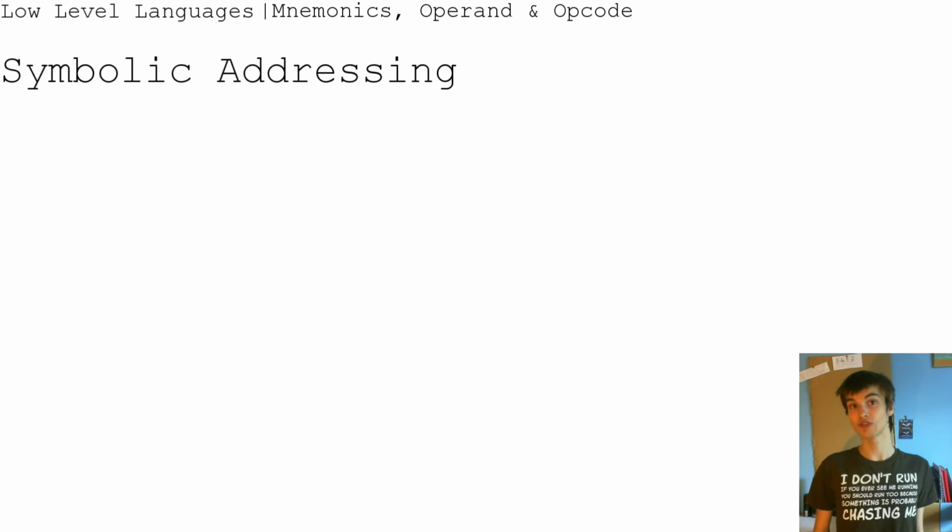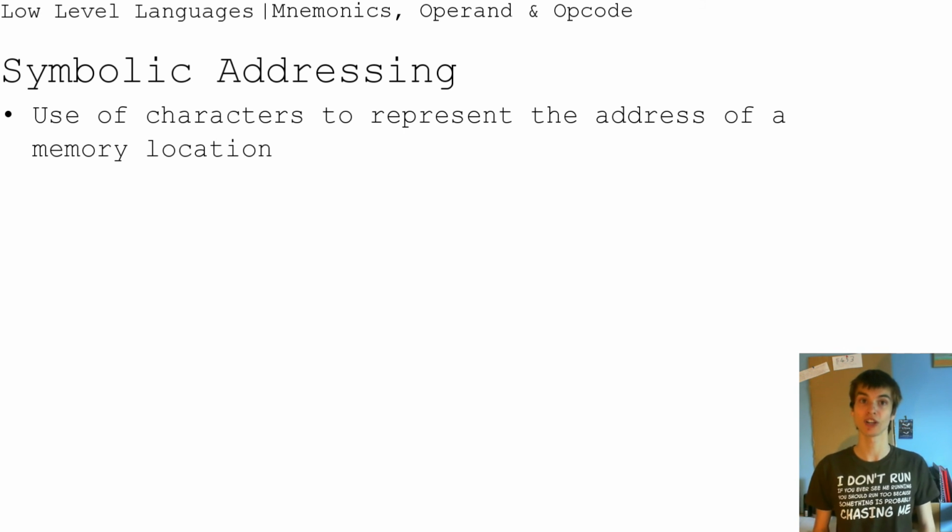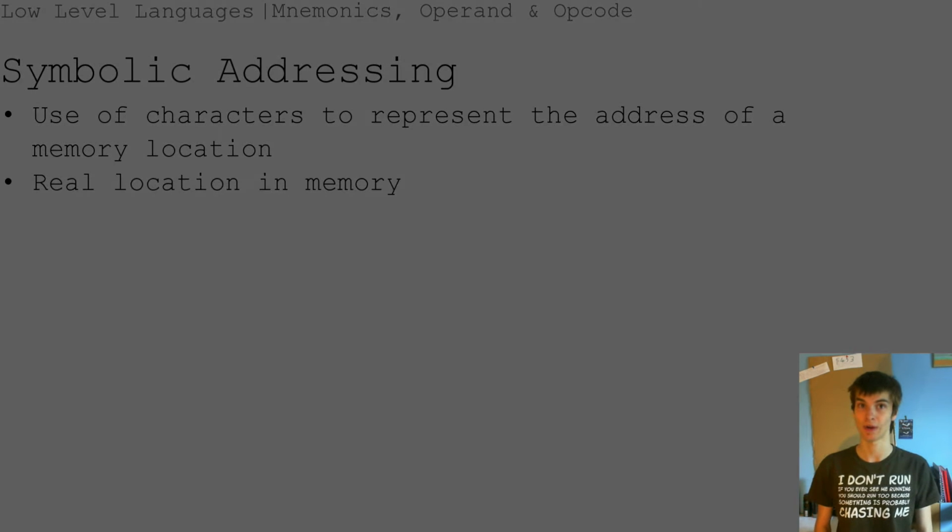Now, symbolic addressing. The reason why I didn't cover this in the main bit on addressing is just because it's in this subtopic bit. Symbolic addressing is the use of characters to represent the address of a memory location, the real location in memory.